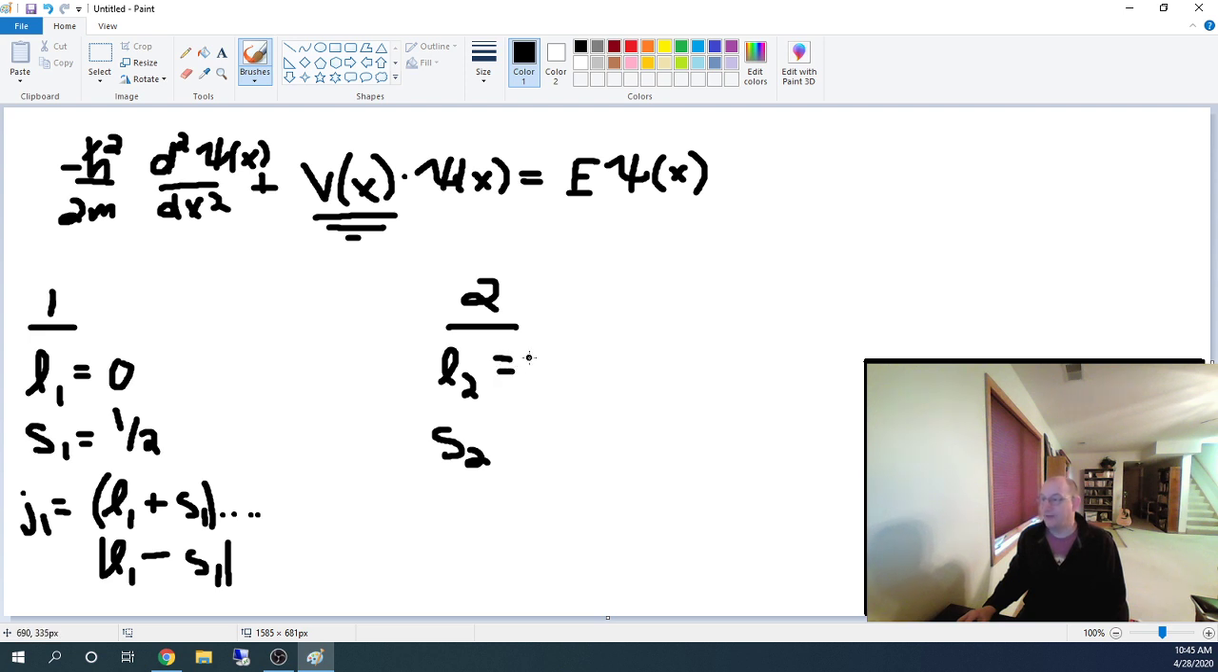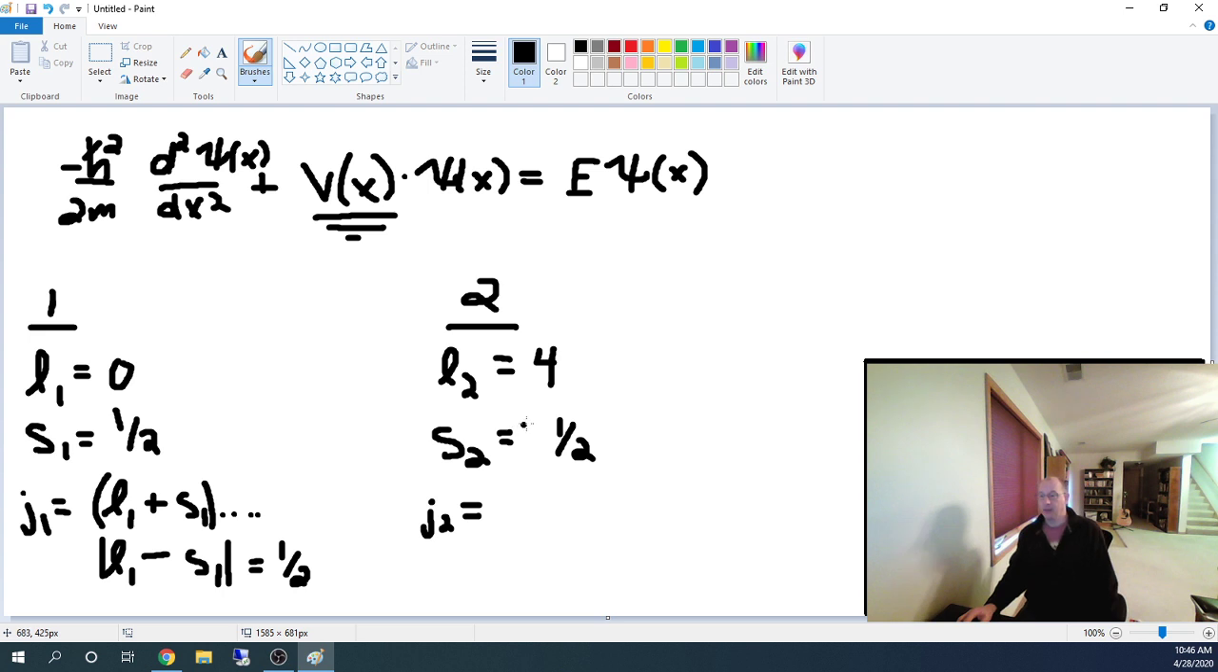Let's say that I have a case here where L2 is equal to 4, and S2 is a half, because S is always a half. So what would J2 be? I'm forgetting about this. I've done number 1 now. I know that for this particular problem, J1 has the value only of 1/2. It's the only value it can have.